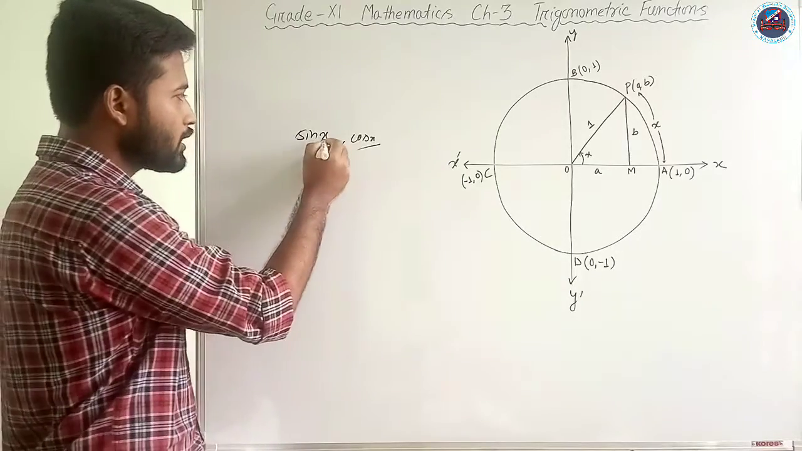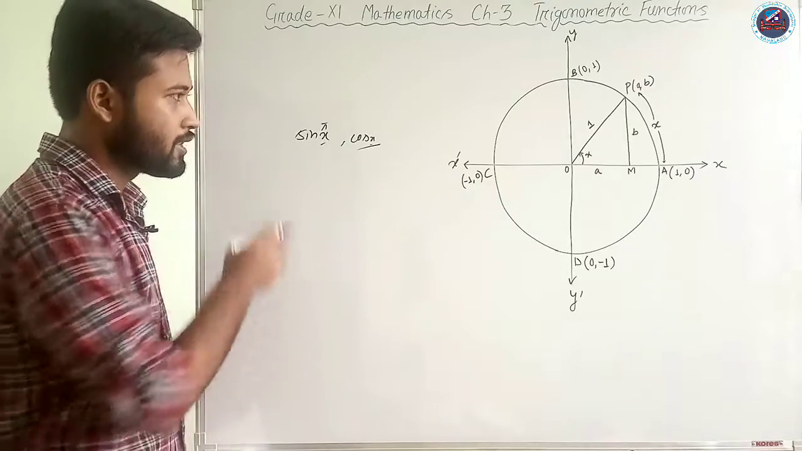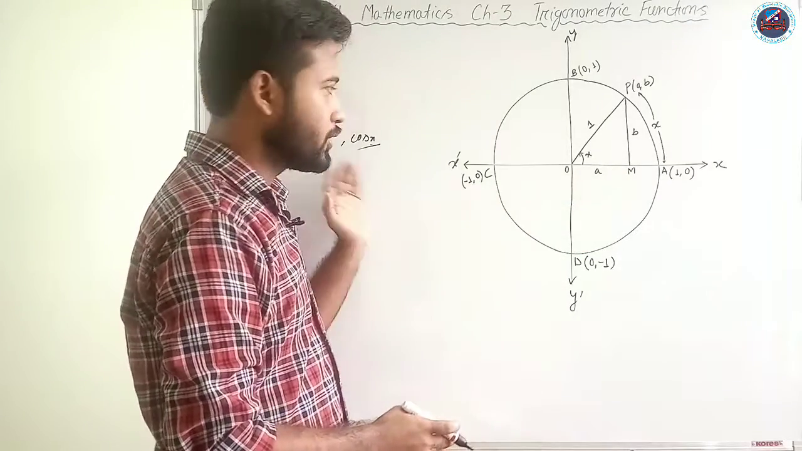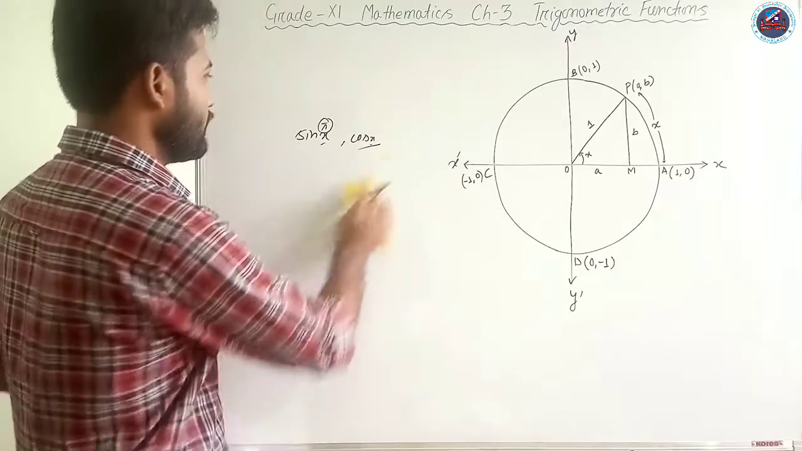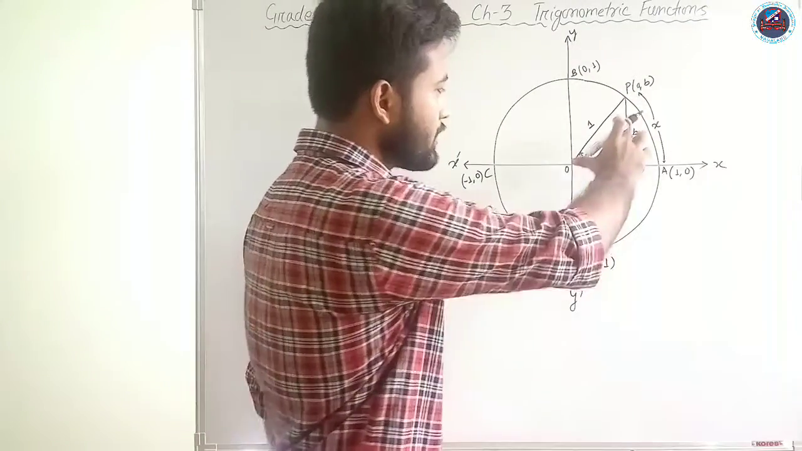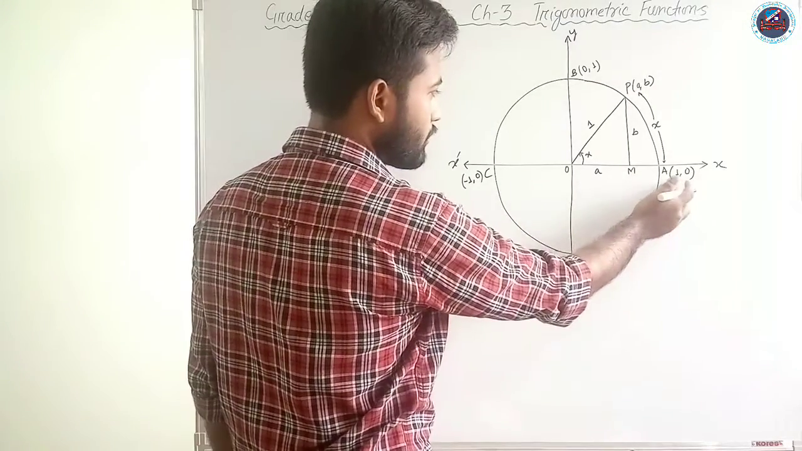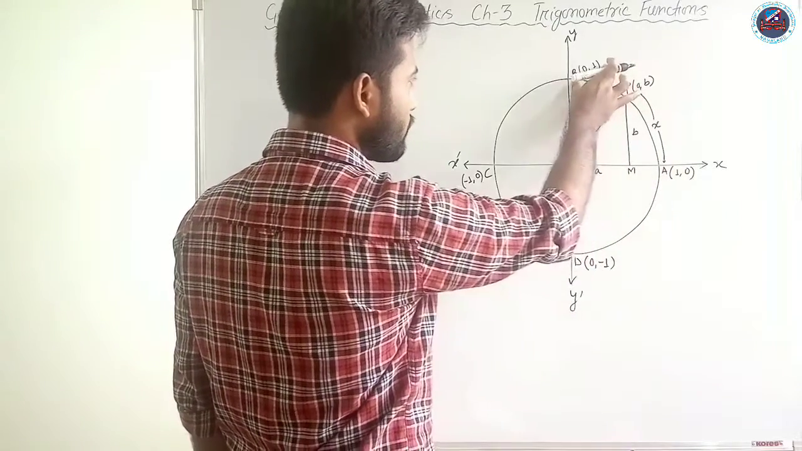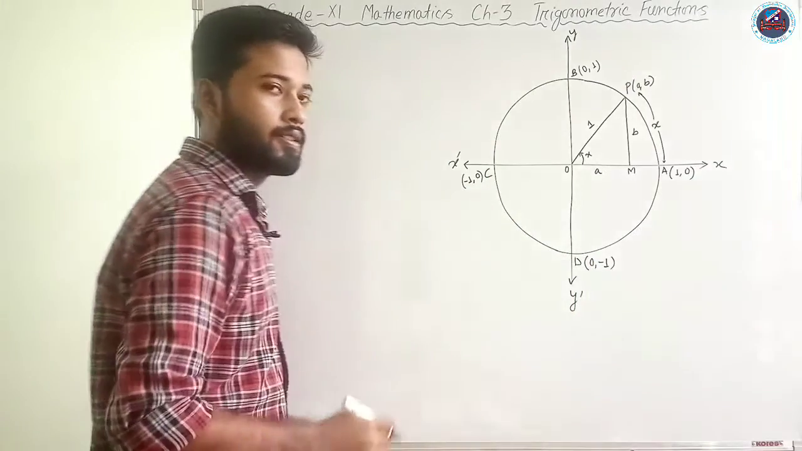Since we are considering x as radian here, with values like pi by 2, 0 and so on, we consider the unit circle, because to understand radian we need the unit circle, isn't it? Therefore we have considered a unit circle with a point P here. If this is a unit circle, the radius will be 1, so the coordinates here will be (1, 0), (0, 1), (-1, 0), and this point will be (0, -1).